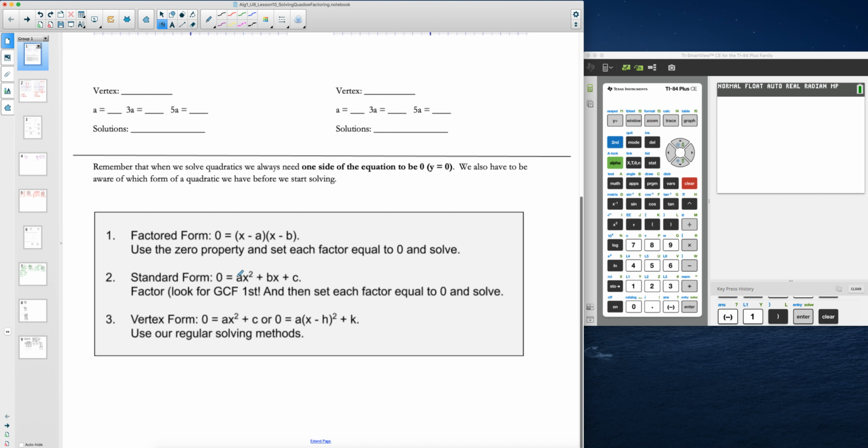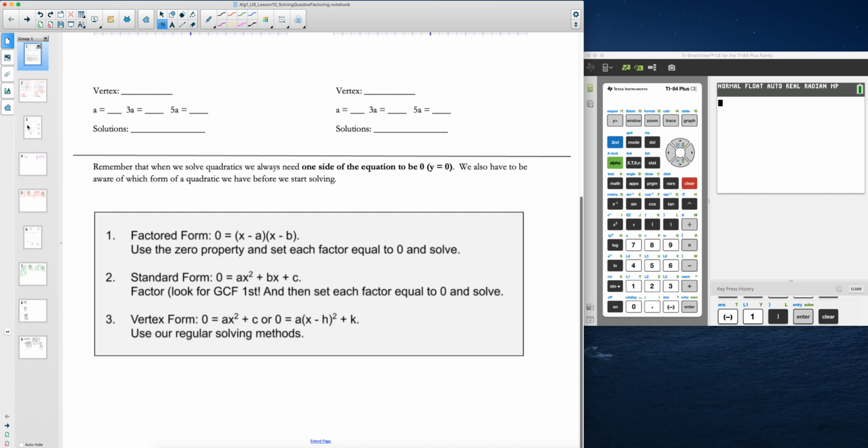And so the good news is, I think with standard form and vertex form, we've done a lot of work with that recently with our graphing. So you should be able to recognize those two forms. To me, factored form, you'll see that in just a moment. It's a little less familiar, but after we do this lesson, I think you'll see it and be able to work with that pretty easily. So let's take a look at a few examples of something in factored form.